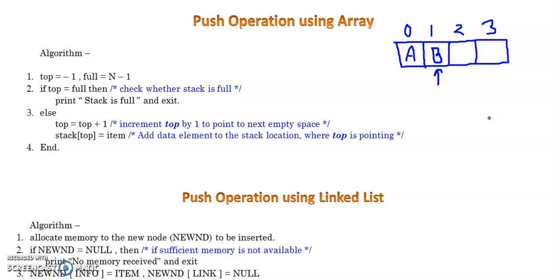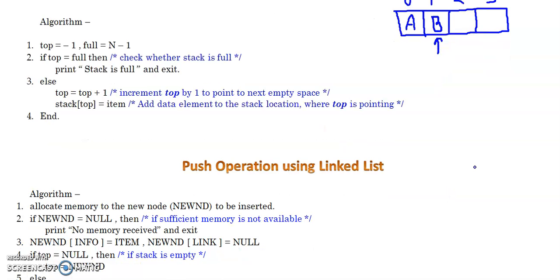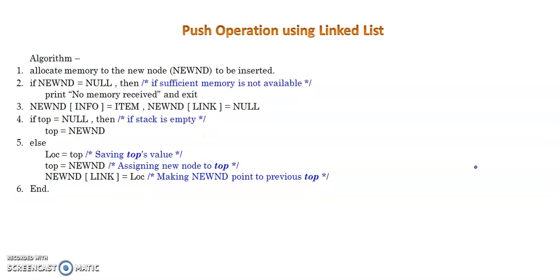So entering data in the stack when it is implemented as an array is very simple, and you can do it in this way. Now we are going to look at implementing the stack as a linked list. First of all, we have to allocate the new node. Here the name is new nd. It is the new node, and you have to allocate memory to this node.